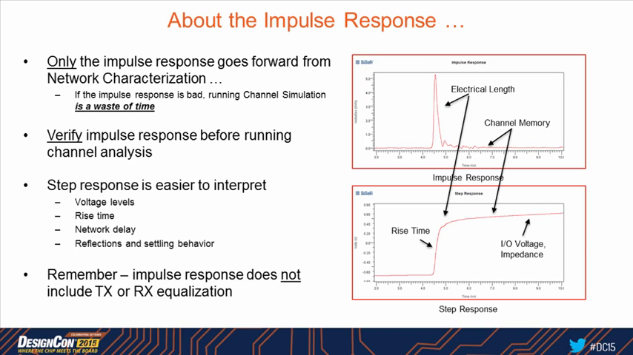The one important thing I want to point out here is that this impulse response for the analog channel does not include any transmitter-receiver equalization. So when you're looking at that step response, you have to keep in mind that all of the TX and RX EQ has not come into play yet.